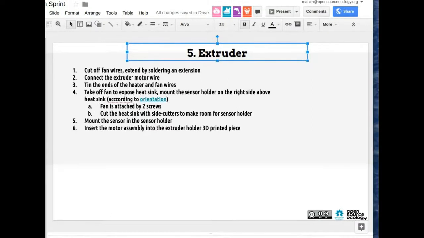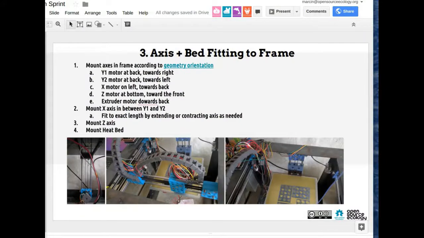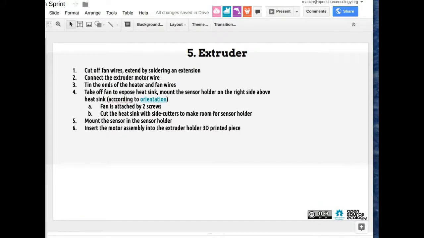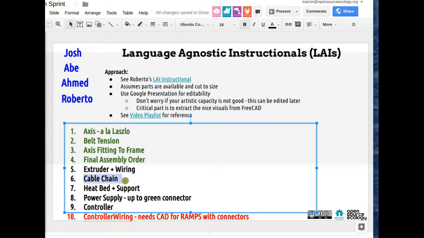So there's the extruder. What else do we got? Cable chain. Let's see, extruder was number 5. So we have that up to here. As far as the cable chain, that's more complicated. We'll see if we have enough people for that. Heatbed plus support comes out of the exploded part animation videos that we can basically copy. All the steps are in there, so basically that's good to go.